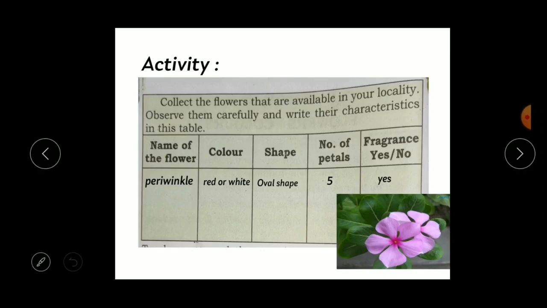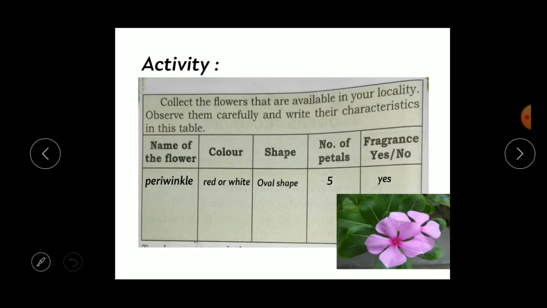Observe them carefully and write the characteristics in the table. So what are those characteristics? Here you have to write the name of the flower and the color of that flower, which color that flower has. Next, the shape of that flower, the number of petals, and the fragrance, whether the flower has a fragrance or not. Here I have done one example for you.